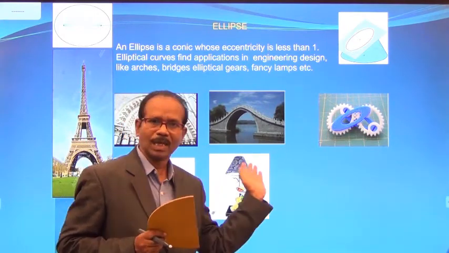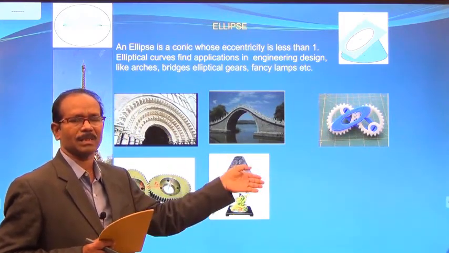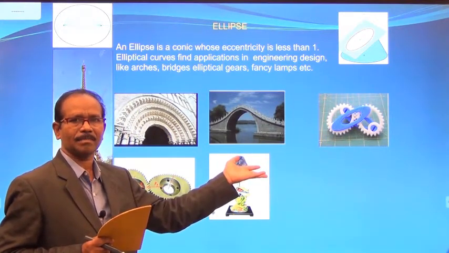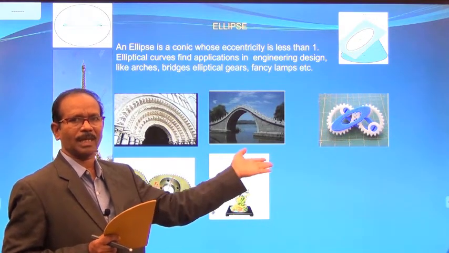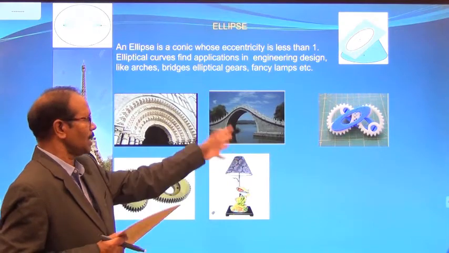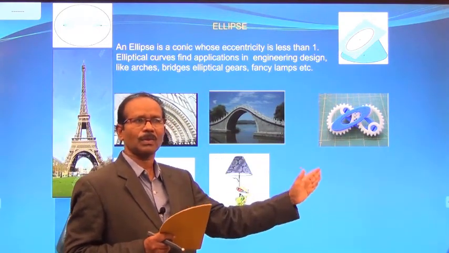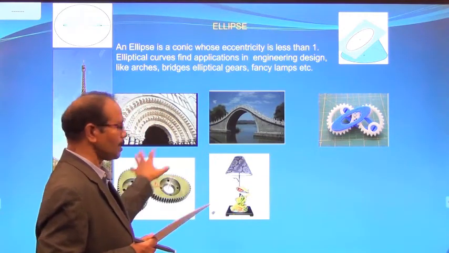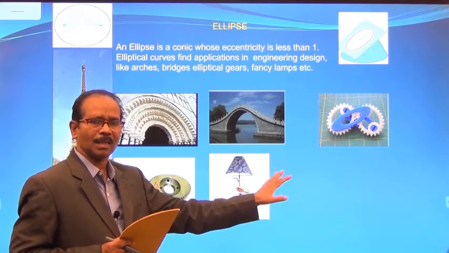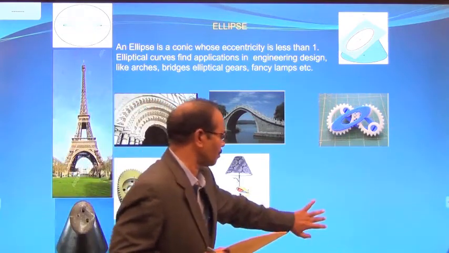Conic curves. One curve, this is the ellipse, used to design certain objects. Elliptical gears. Let's observe this one. So elliptical gears, fancy lights design, bridges, arches. These are all the applications of these conic curves. Conic curves are used to design these objects. Clear? Now let's shift to drawing an ellipse.